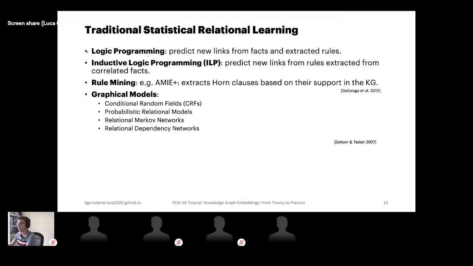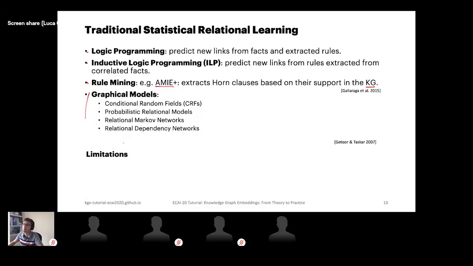But the design rationale and the techniques used differ quite a lot from what you're going to see today. But it's important to know that these methods exist, methods like inductive logic programming or rule mining techniques like the popular AMIE+ that extracts Horn clauses from knowledge graphs, or the whole world of graphical models, conditional random fields, relational Markov networks, and the like.